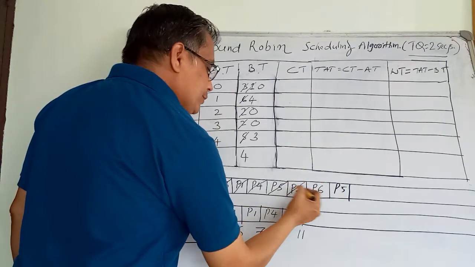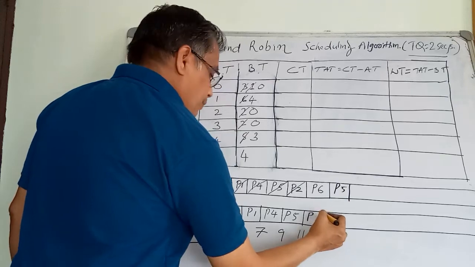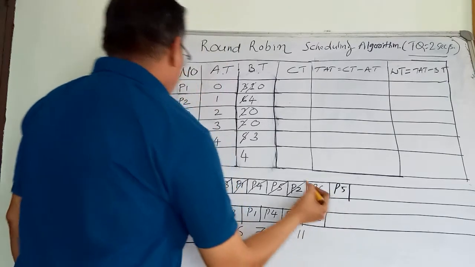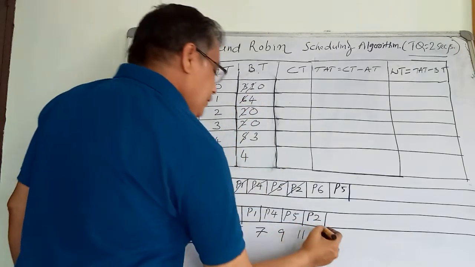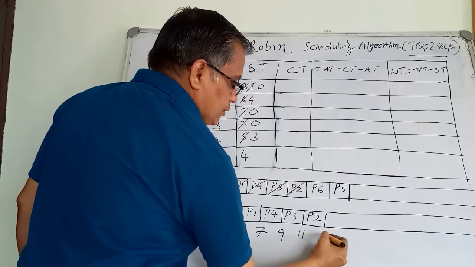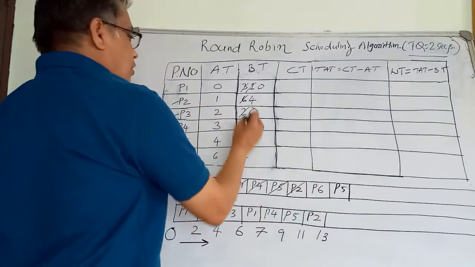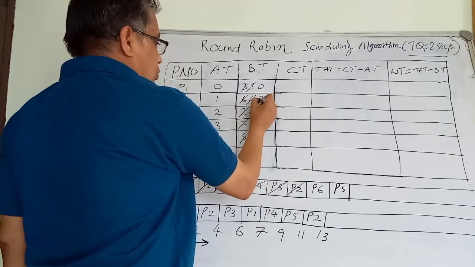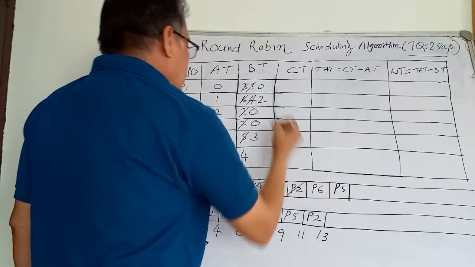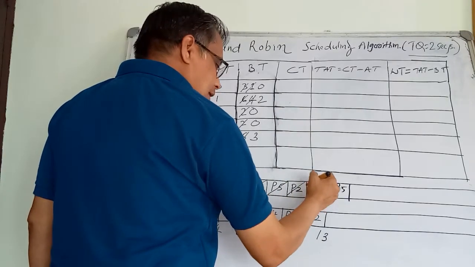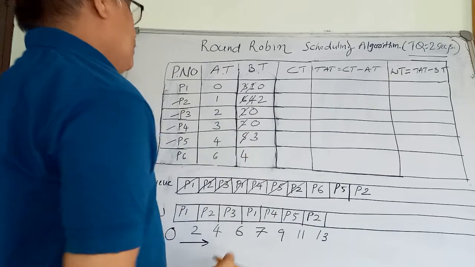Again P2. P2 is brought here for the execution from the queue to CPU. P2, how much is remaining? 4 is remaining. That means what? It is only executed for 2 seconds. 11 plus 2, 13. Okay, that means what? 4 minus 2 becomes 2, still remaining. Right? That means again you have to put that particular P2 in the queue.